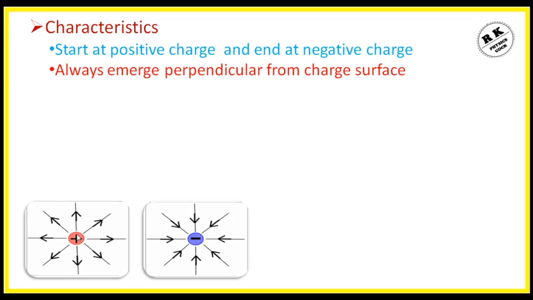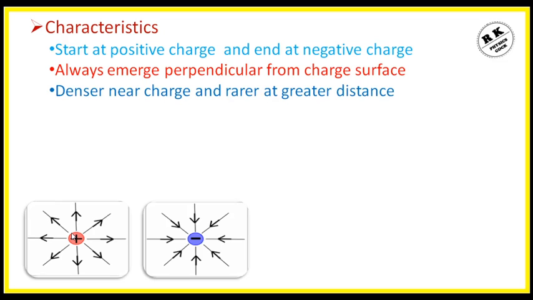If you look at these figures, they are always emerging perpendicular to the surface. They are not moving in a curved path with different angles. The angle between the field line and the surface of the charge will always be 90 degrees.